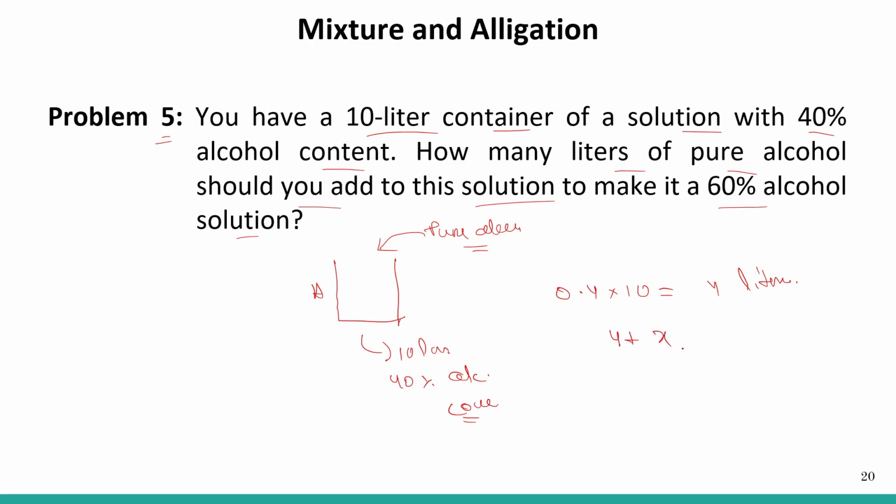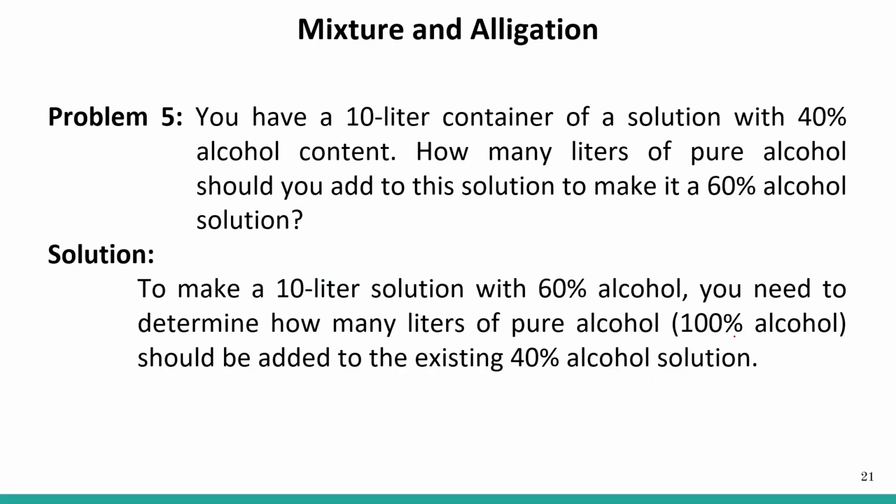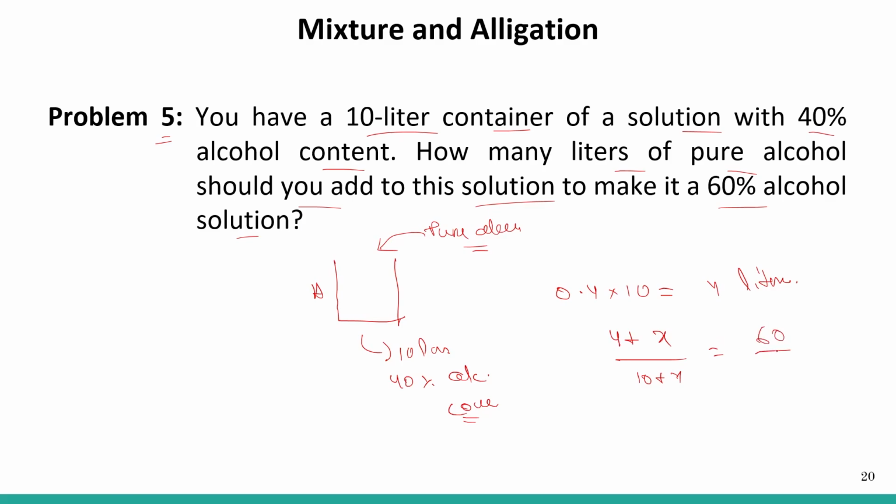So we have added X liters of pure alcohol. So how much will be the total amount? So it will be 10 plus X. So this is given as 60%, right? So this is given as 60 by 100. So this implies that it will be 4 plus X. So 400 plus 100X. Okay. So 400 plus 100X is equal to 600 plus 60X.